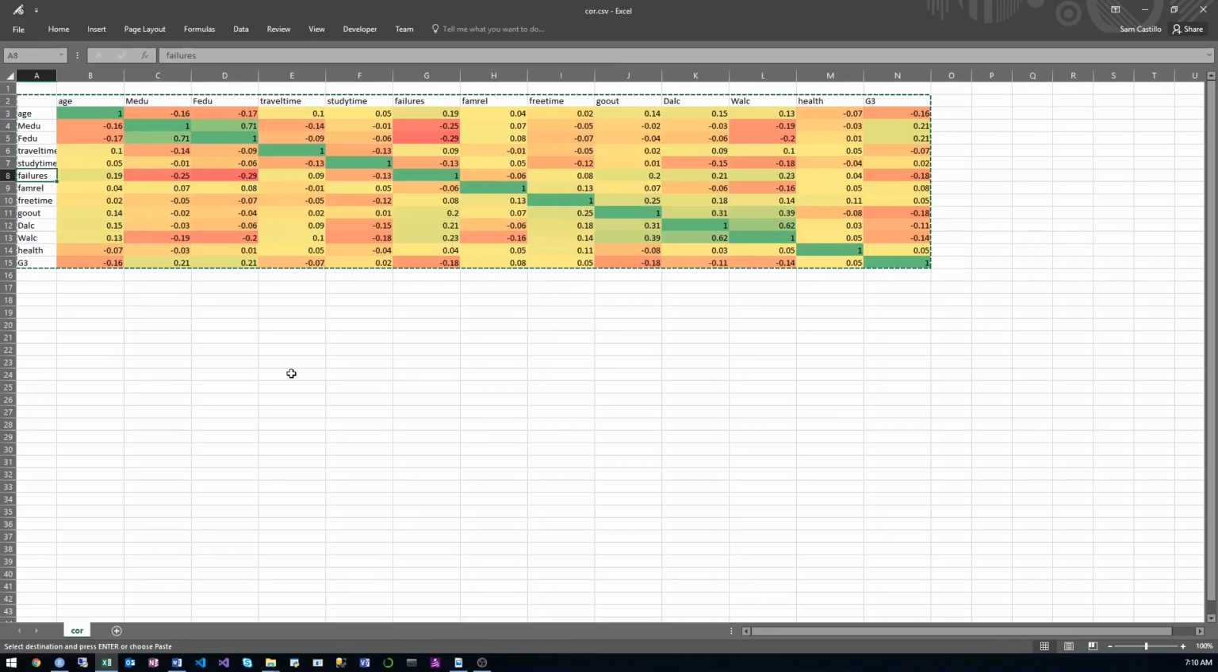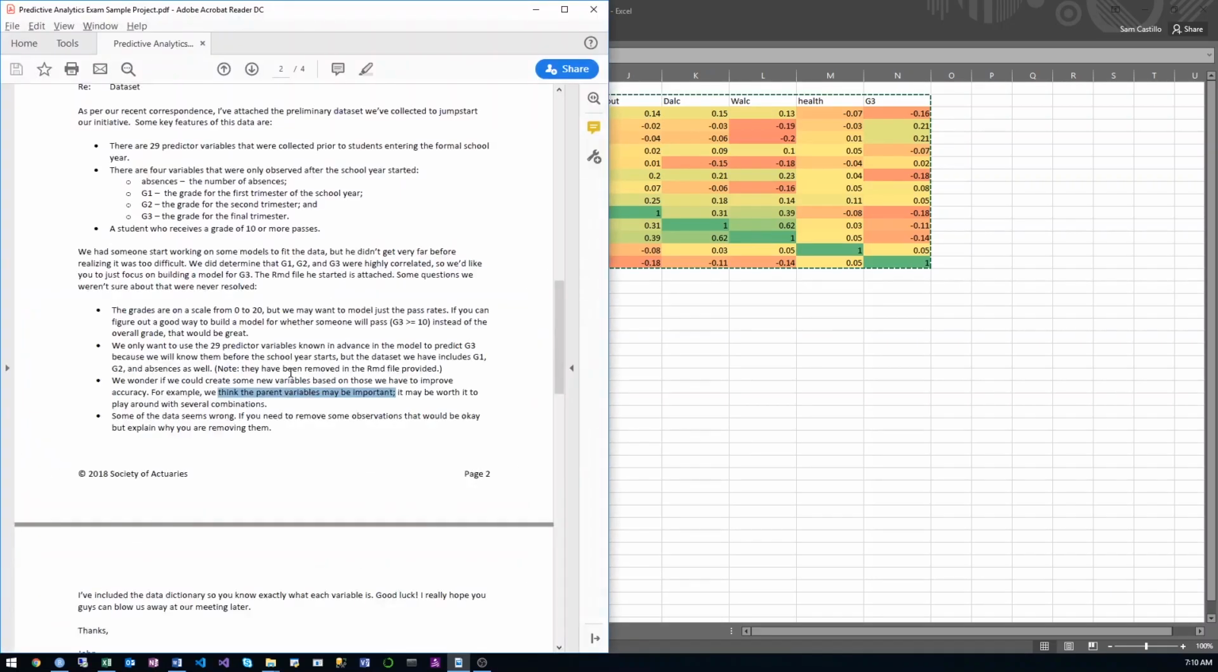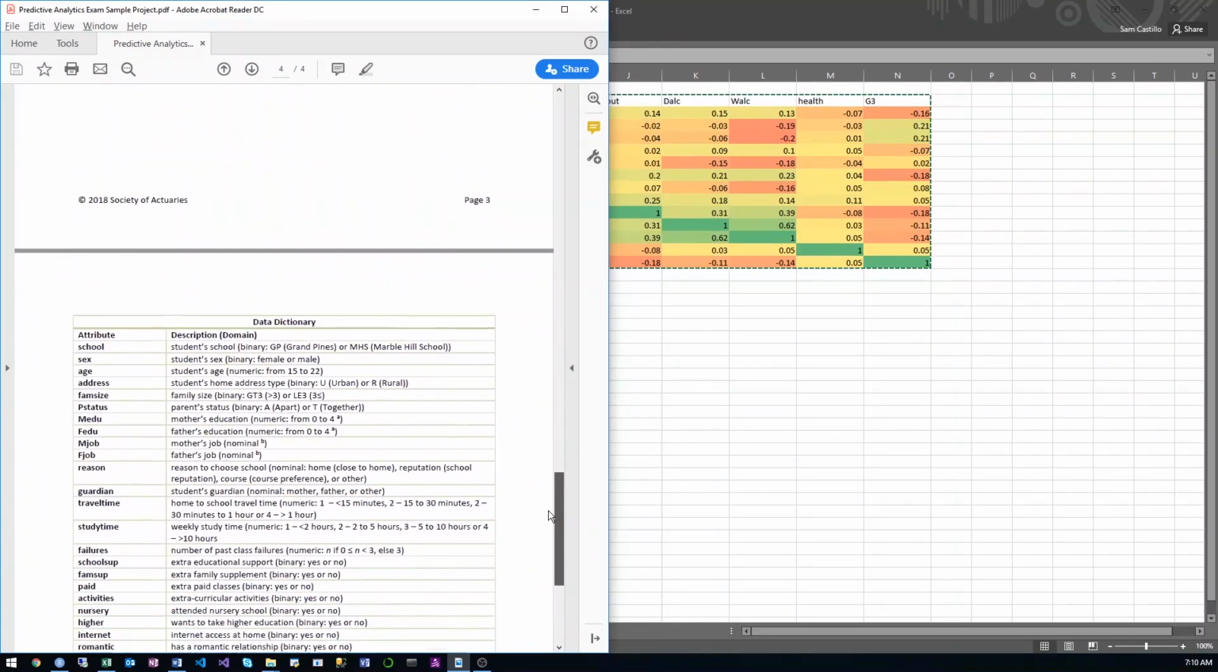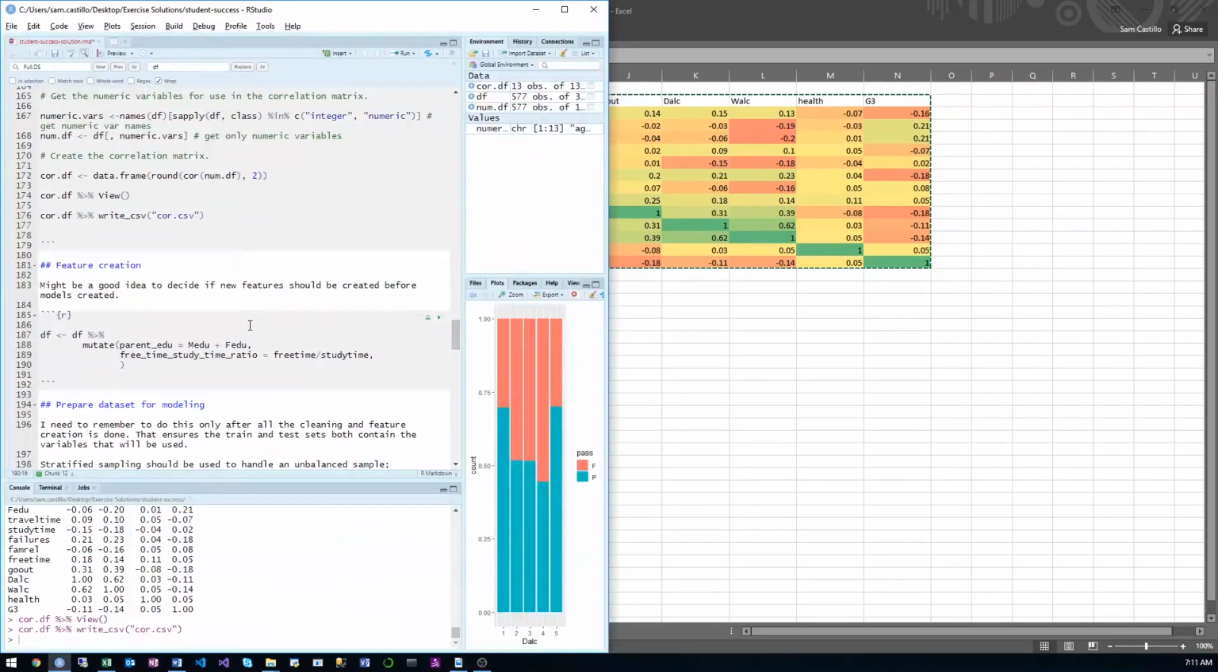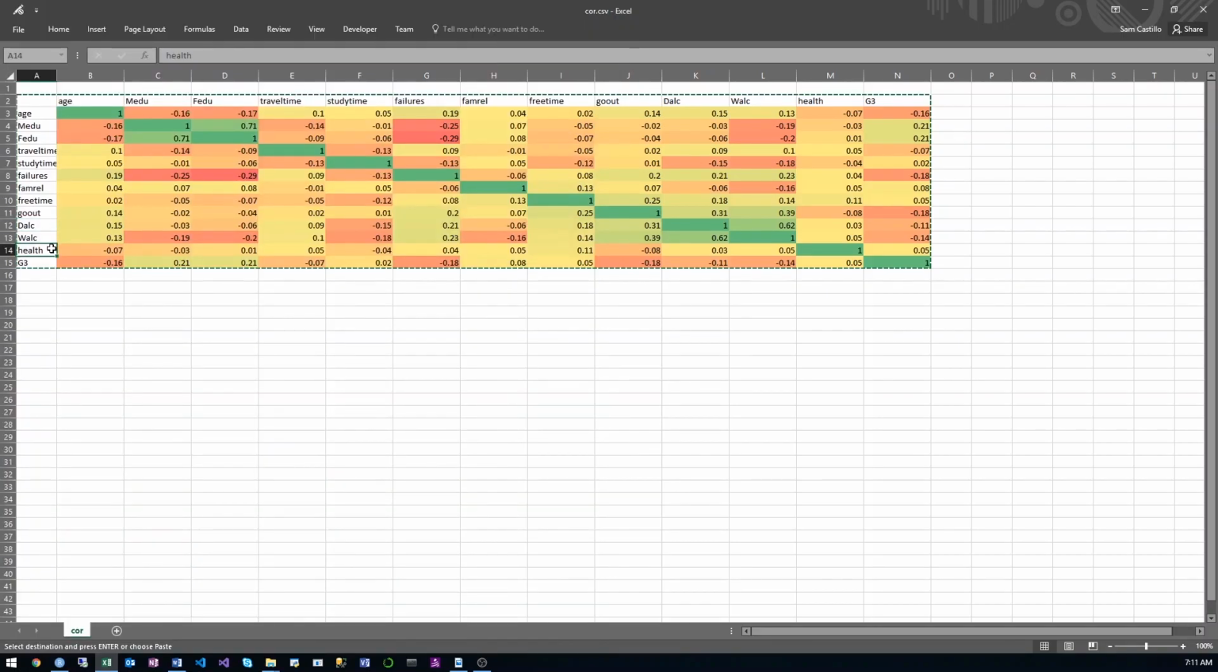How about failures? Should failures be included? I just realized because failures is the number of past failures, right? The number of past class failures. I suppose it could be included. It's referring to class failures, not the semester failures. So I could say, let's take failures divided by age. Just call this failures age ratio.